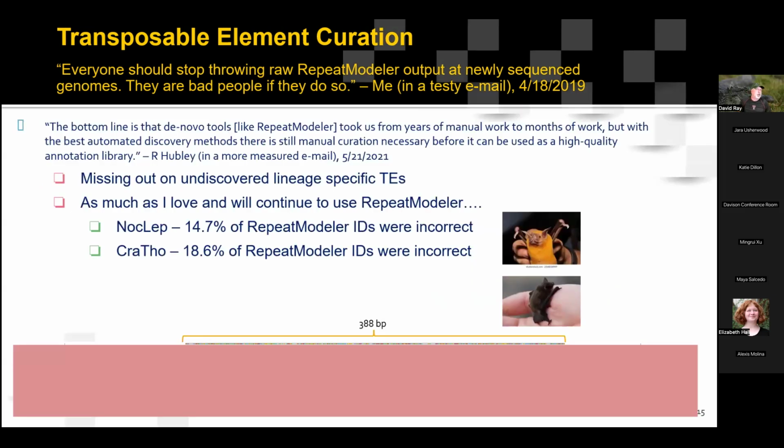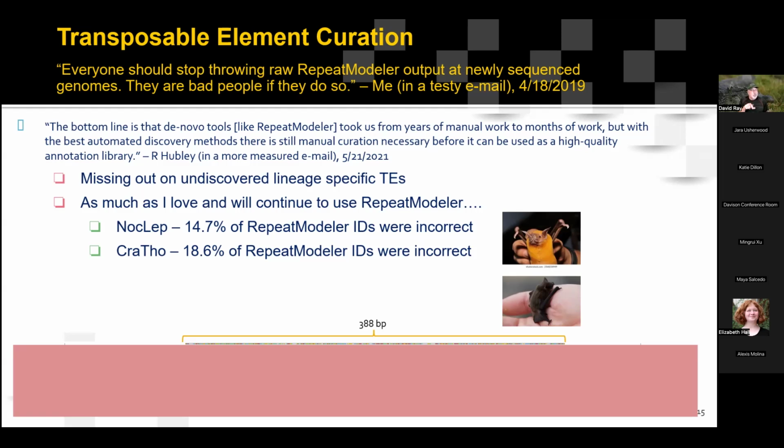Here's why. It's because you're going to be missing things. You're going to be inaccurately reporting things. You're not going to be doing a good job identifying these things. Because as much as I love using RepeatModeler, and I'm good friends with the people who wrote it, in fact, I was exchanging emails with Robert and Arian just this morning.